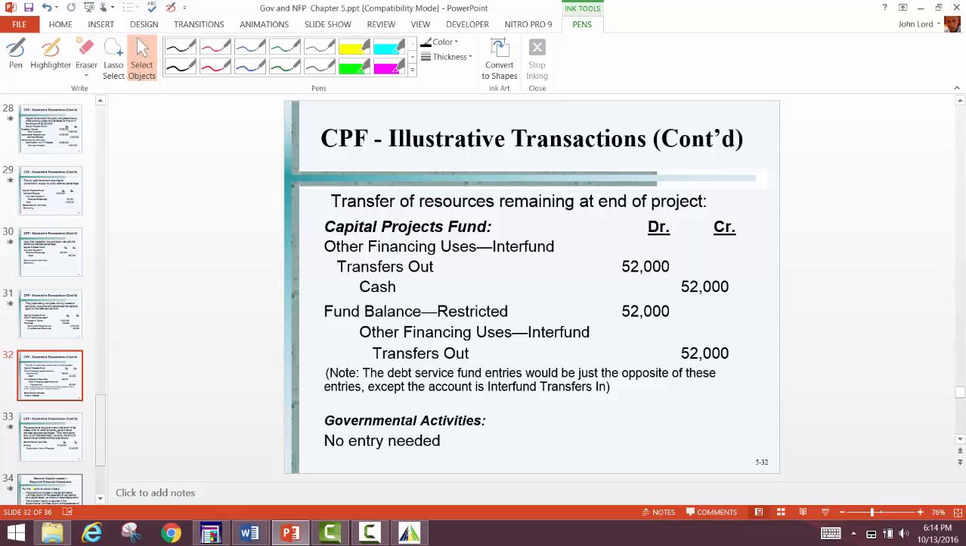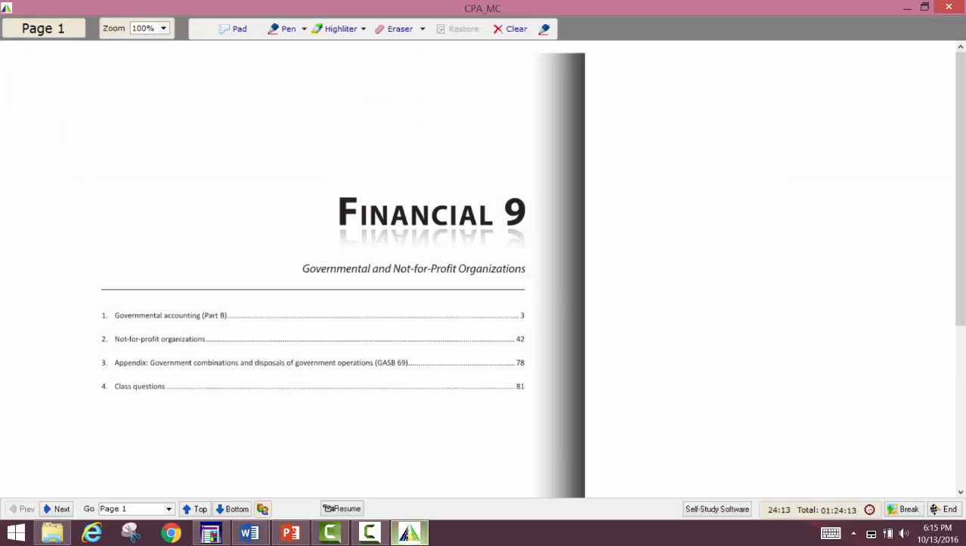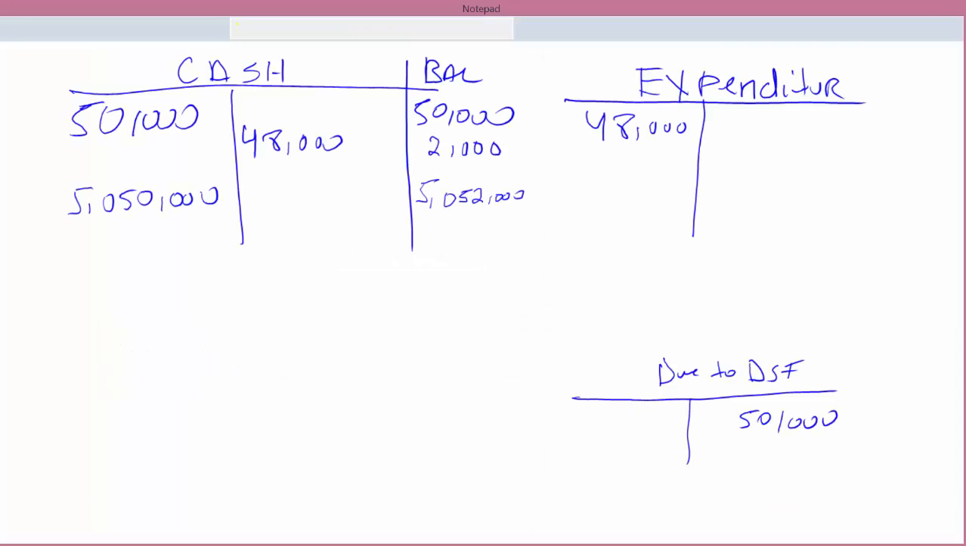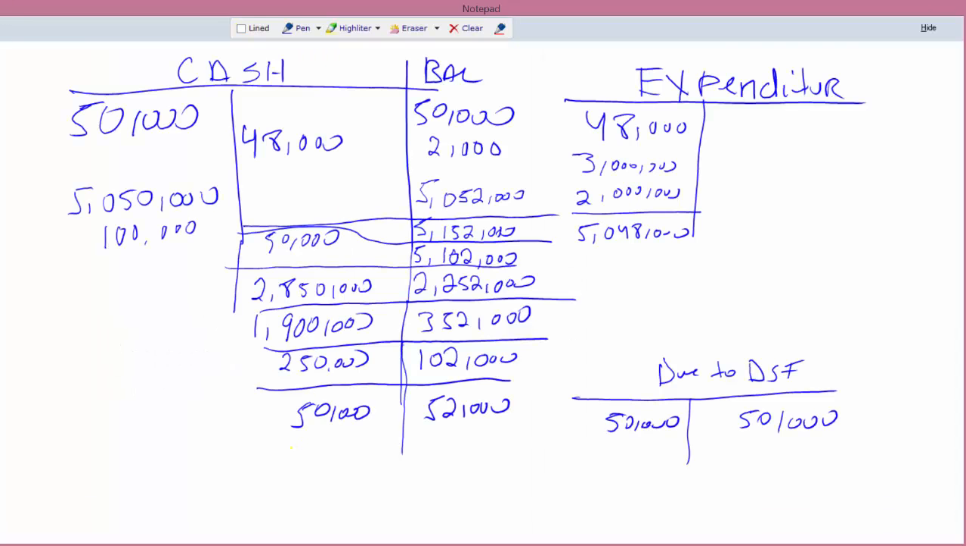We debit the what? The fund balance for the 52,000, credit the other financing uses transfer out, because we have to close those accounts, right? That's like a non-operating expense. We have to close it. So we go and we look back at the cash then. And if you look back at the cash now, because we just credited it for 52,000, didn't we? And so when we credit the cash for 52,000, how much cash do we have left? Zero.